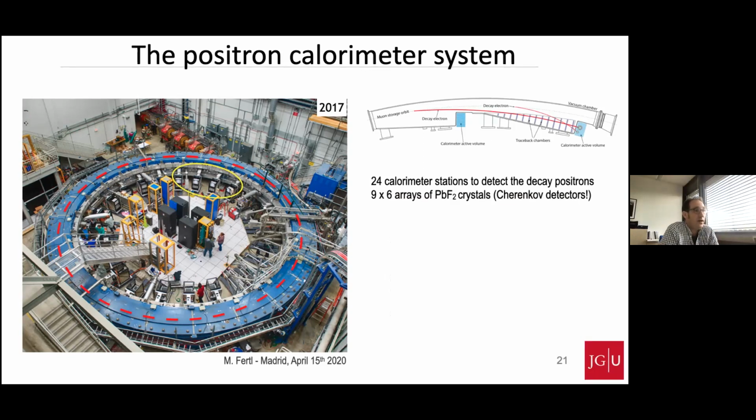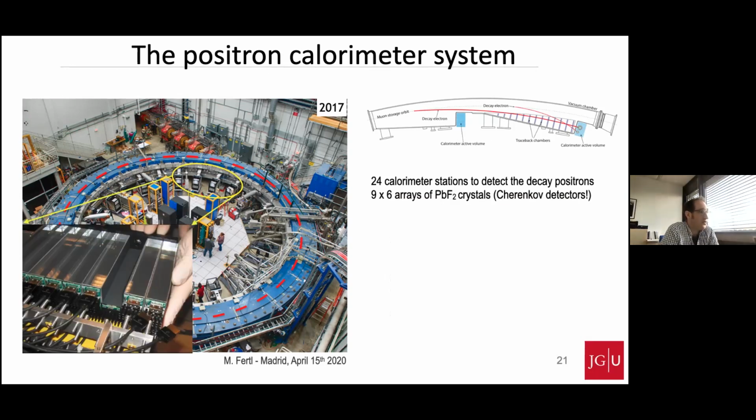They undergo decay, and the decay positrons that they emit, we detect in actually 24 calorimeter stations that are positioned on the inside of the ring. And each of these calorimeters consists of a 9x6 array of lead fluoride crystals, which you can see a close-up on the left-hand side. And these are pure Cherenkov detectors, so they are very, very fast.